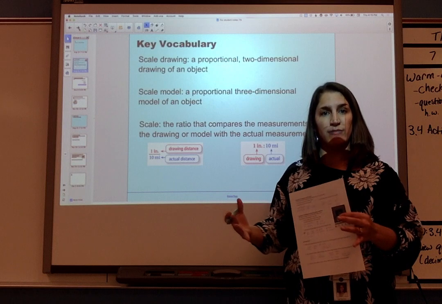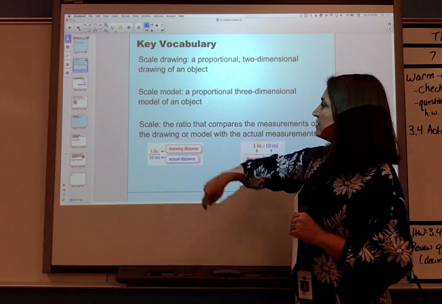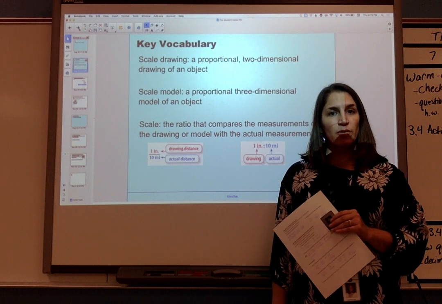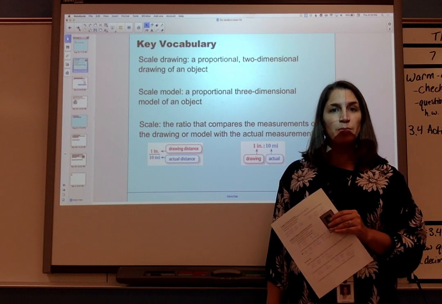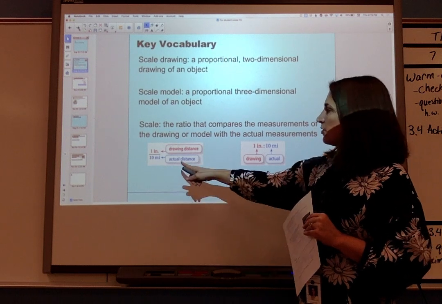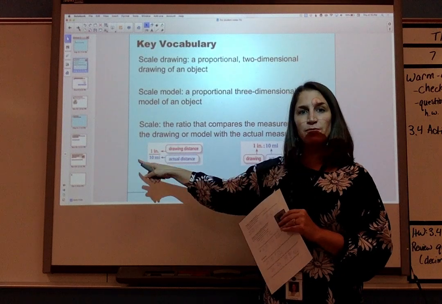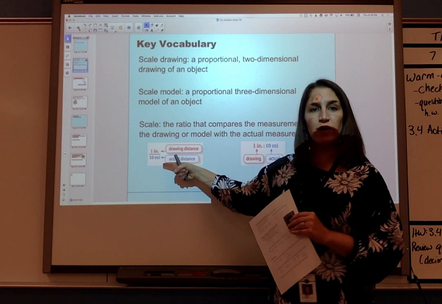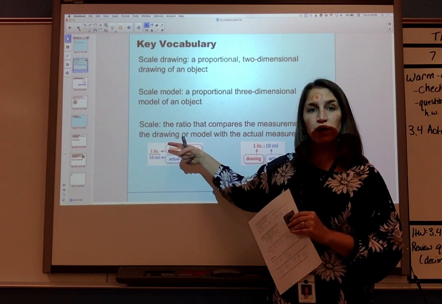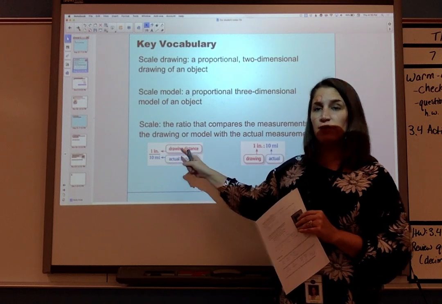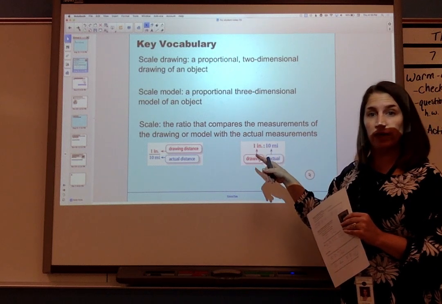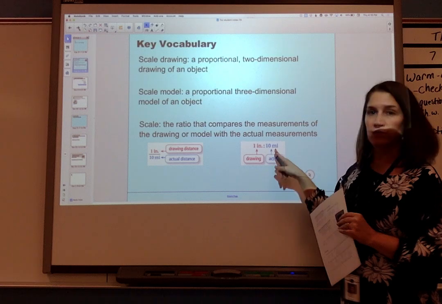The scale is the ratio that compares the measurements of the drawing or model with the actual measurements. So just like any other ratio, it can be written in fraction form where 1 inch is to 10 miles. 1 inch on the drawing represents 10 miles in real life, or it can be written as a ratio with a colon in between. 1 inch is to 10 miles.